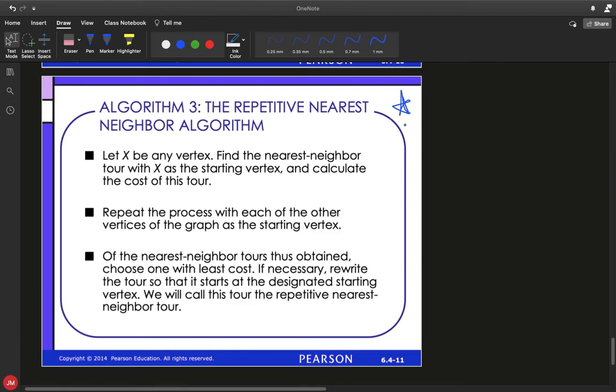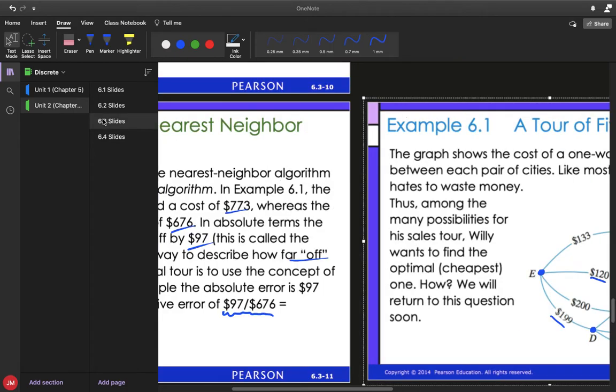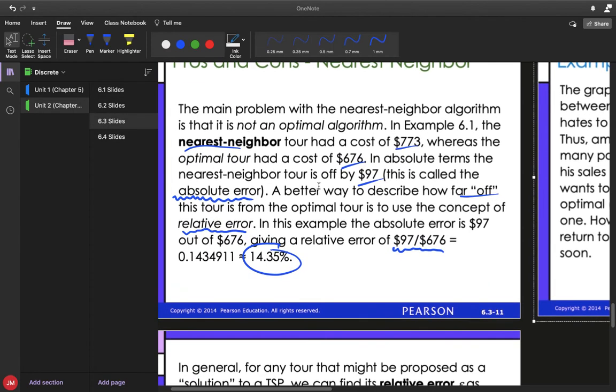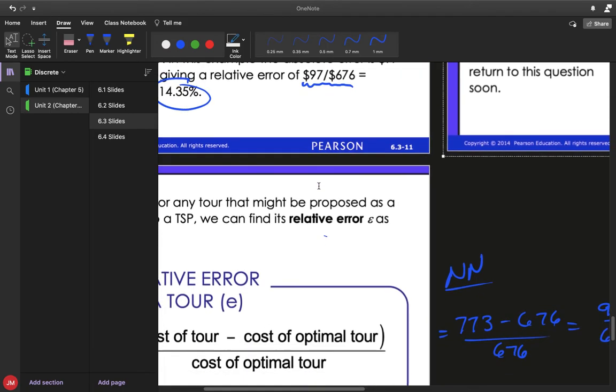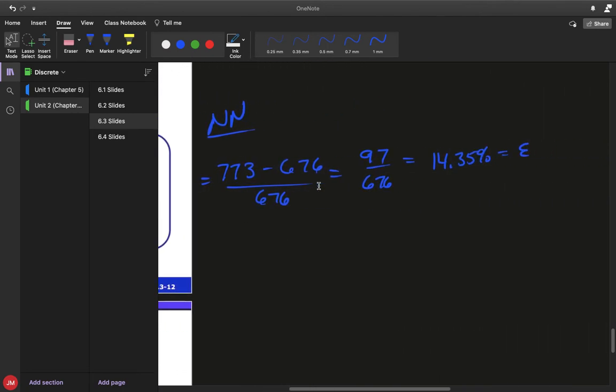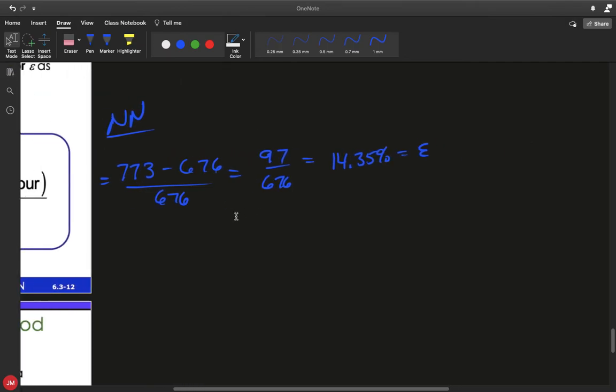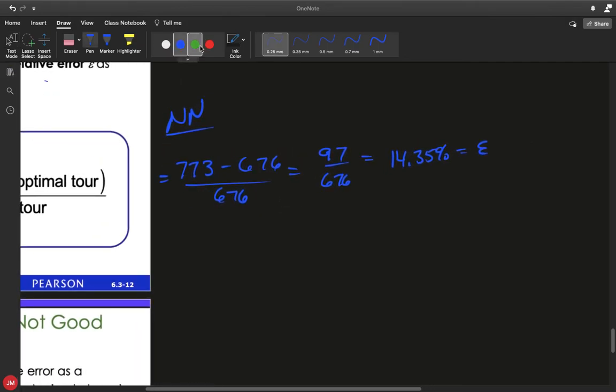Now, in comparison to our previous nearest neighbor tour, we looked at what was called a relative error. We were able to calculate that the relative error for nearest neighbor was 14.35%. Let's go ahead and do the same for repetitive nearest neighbor to see which one is maybe more efficient. So remember, for our repetitive nearest neighbor, $722 is what we came up with for our cost.